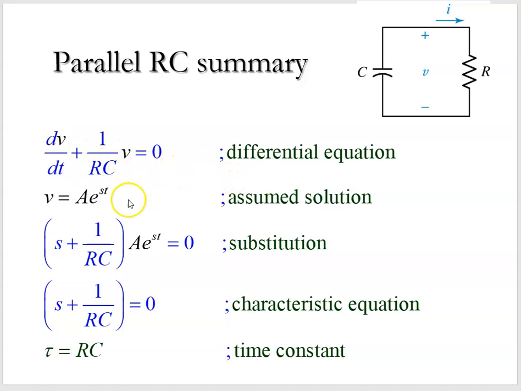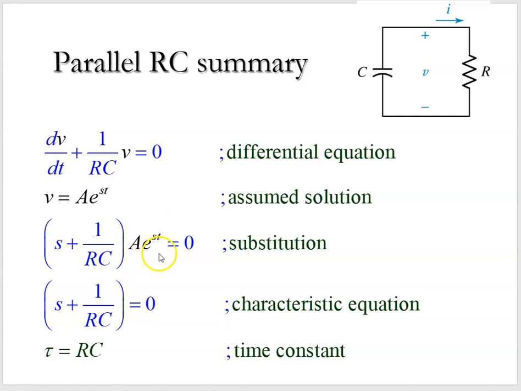We can assume a solution. Instead of just using the concept of duality, we'll assume that it's also an exponentially damped function with some initial coefficient A sitting in front of our exponential e to the st, where s has some frequency. Then we can substitute that into our original differential equation. When we take the derivative, we get sA e to the st. When we plug in V, we just get 1 over RC A e to the st.